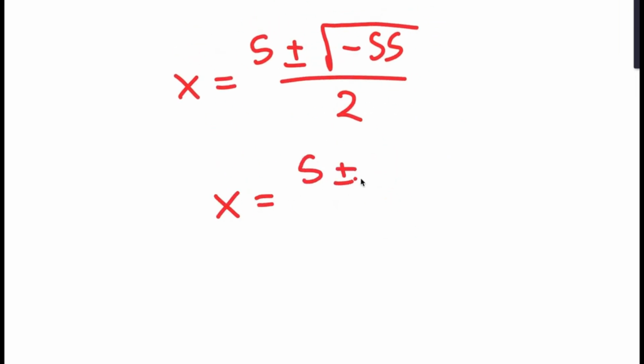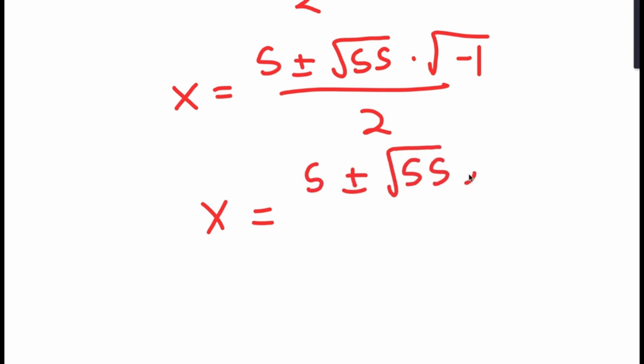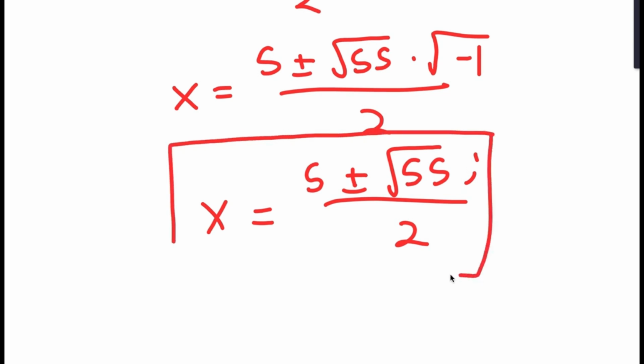Now, this is equal to the square root of 55 times the square root of negative 1, over 2. And the square root of negative 1 is equal to the imaginary number i. So I get 5 plus or minus the square root of 55 i over 2. So these are two more solutions to this equation.